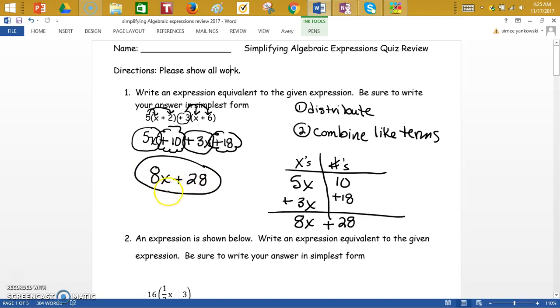You can't put those terms together. They're not like terms, and that's when you know you're in simplest form. When you look and you say, okay, I've collected all my x's together, I've collected all my constants together, not like terms, I'm done. Let's go ahead and move on to question number 2.